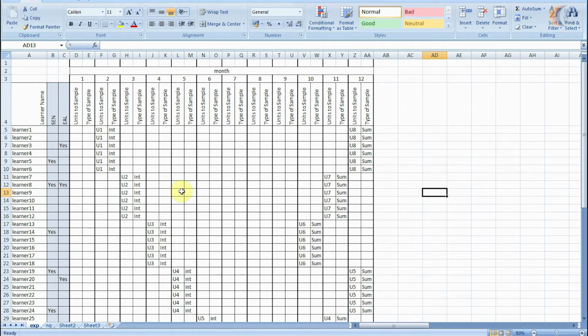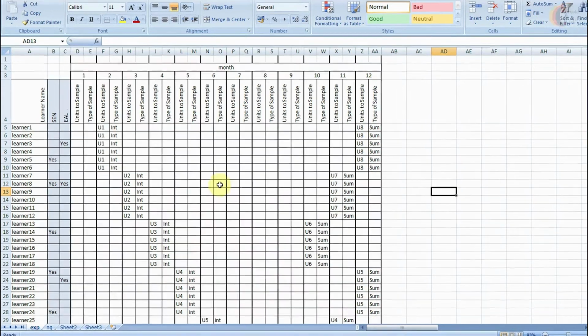Something I quickly need to mention to you is the difference between interim and summative sampling. The interim is something we do whilst a unit or piece of work is being delivered. So the unit or piece of work is not complete, but we're looking to see how well progress is being made within the unit. The summative sample is for units or pieces of work which are totally complete, have been marked as successful by the assessor. So we just need to bear in mind that we need to get a mix of both interim and summative sampling during our year and into our sampling plan.